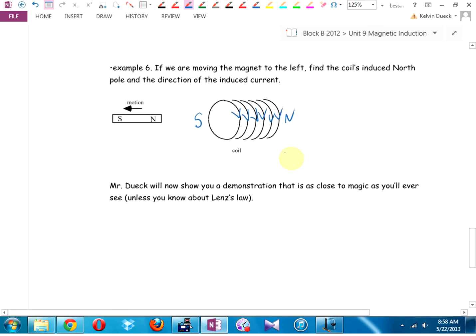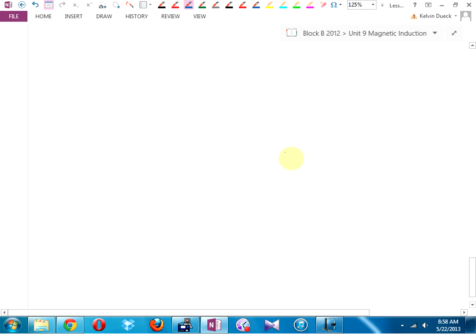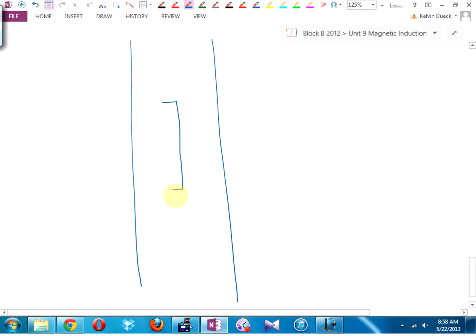I wrote down here, Mr. Dueck will now show you a demonstration that's as close to magic as you'll ever see, unless you know about Lenz's law. So we're going to use our imagination. Suppose you had a long metal tube, and in that metal tube, you have a magnet in free fall. Let's put the south pole there and the north pole there, and it's falling down.